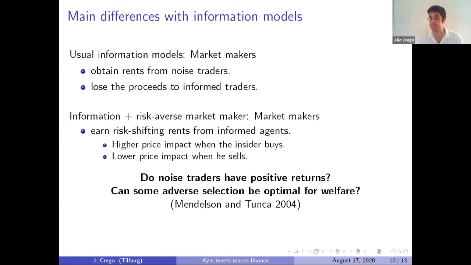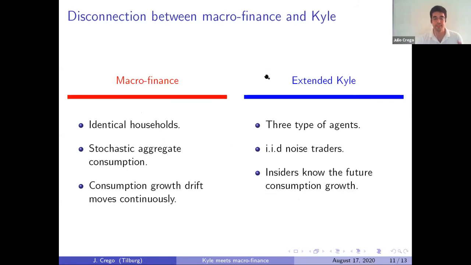And also there might be cases in which adverse selection can be optimal for welfare. So you might want to have these informed agents there, because they shift some risk away from market makers. So maybe you want to have them. Mendelson and Tunca have a nice paper in which there are some situations in which you might have optimal welfare with some insiders in the market. So that's my main comment.